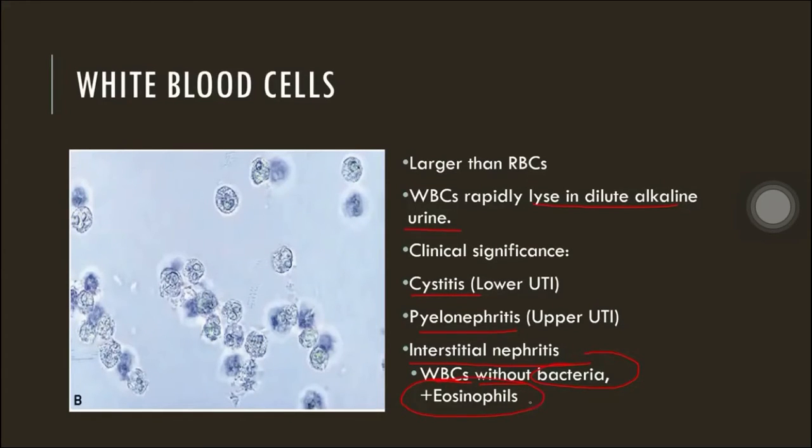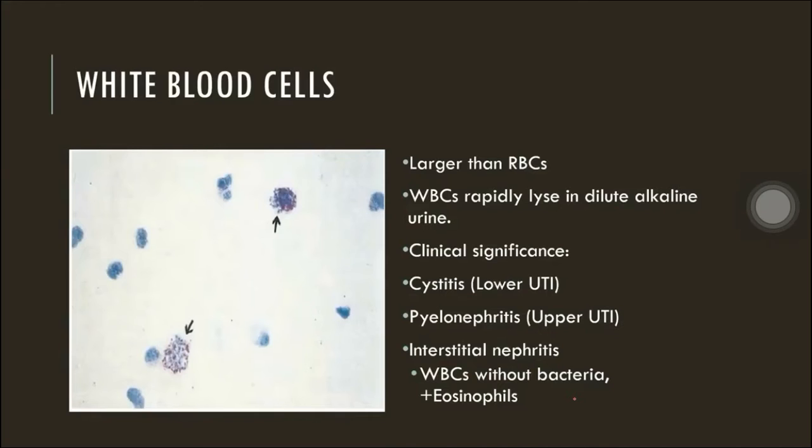How will you detect the presence of eosinophils? By using a specialized stain. That stain is called Hansel stain. Hansel stain is the urinary stain for eosinophils. This is an eosinophil with Hansel stain. Notice the red granulation, which is indicative of eosinophils.